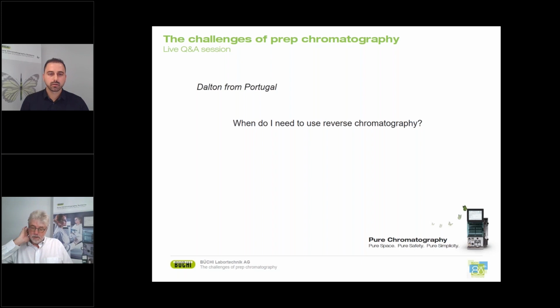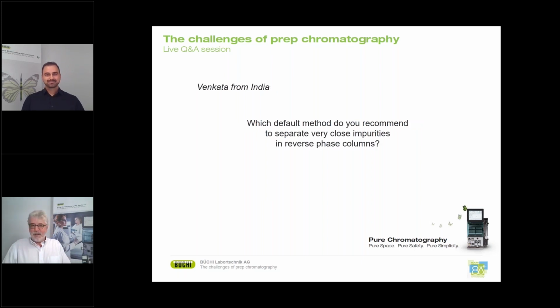Venkata from India is asking, which default method do you recommend to separate very close impurities in reversed phase columns? Ooh, that's a difficult one. If I hear very close compounds, first thing I would do is, I realize it's not possible to know that in all cases, but I would go back to the compound itself. How similar or how different are these compounds?